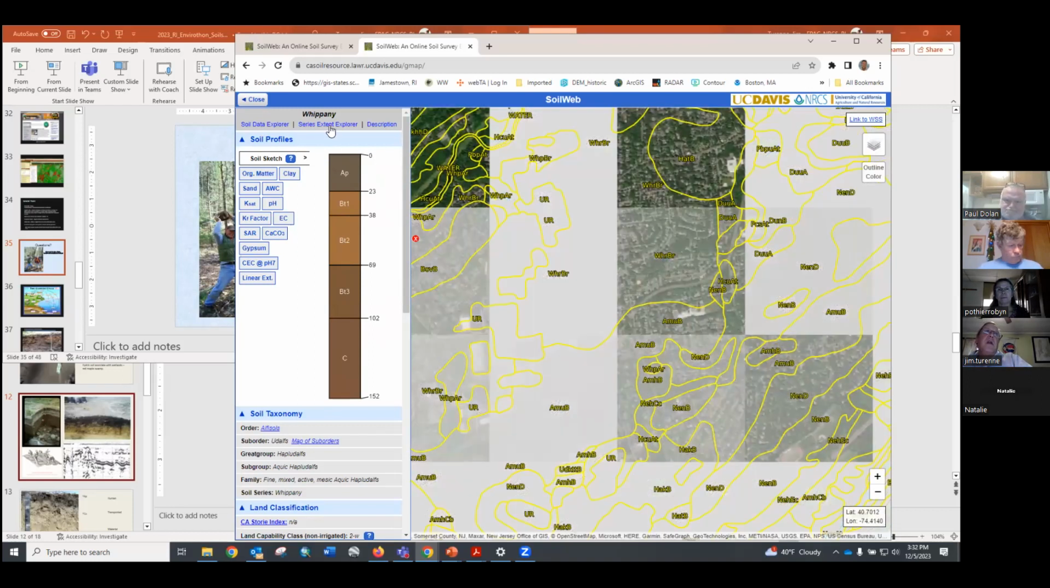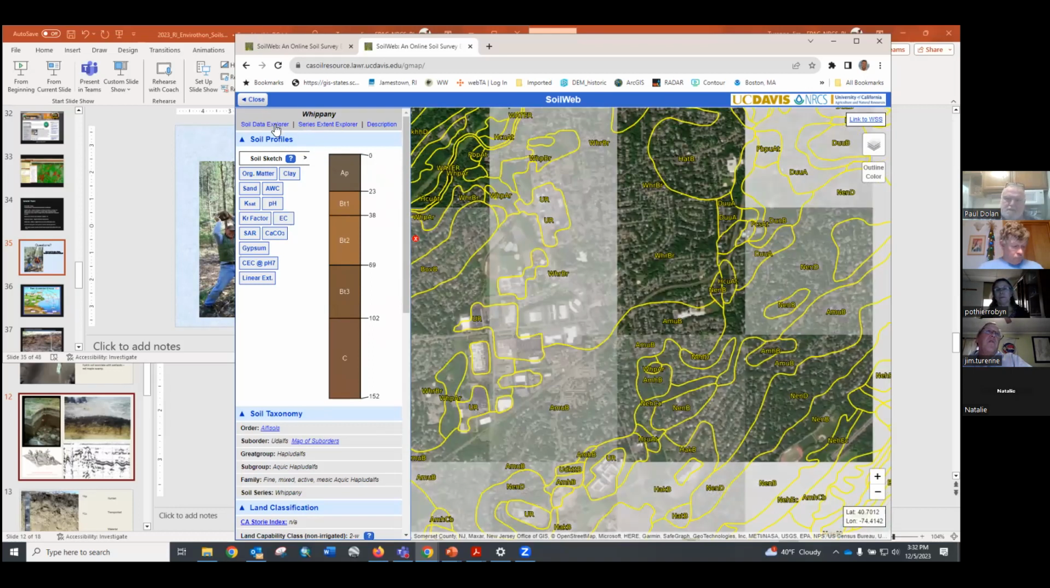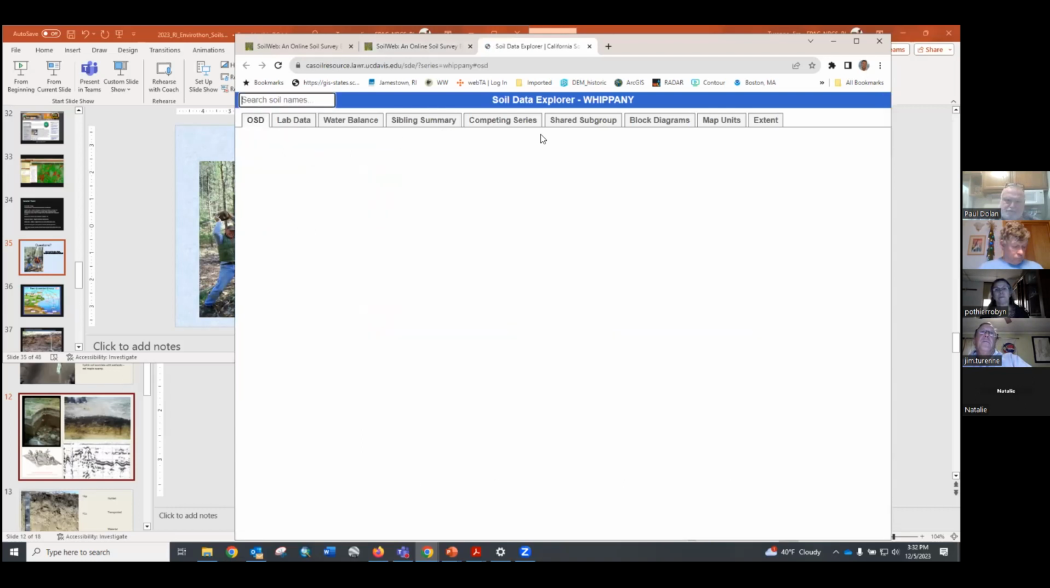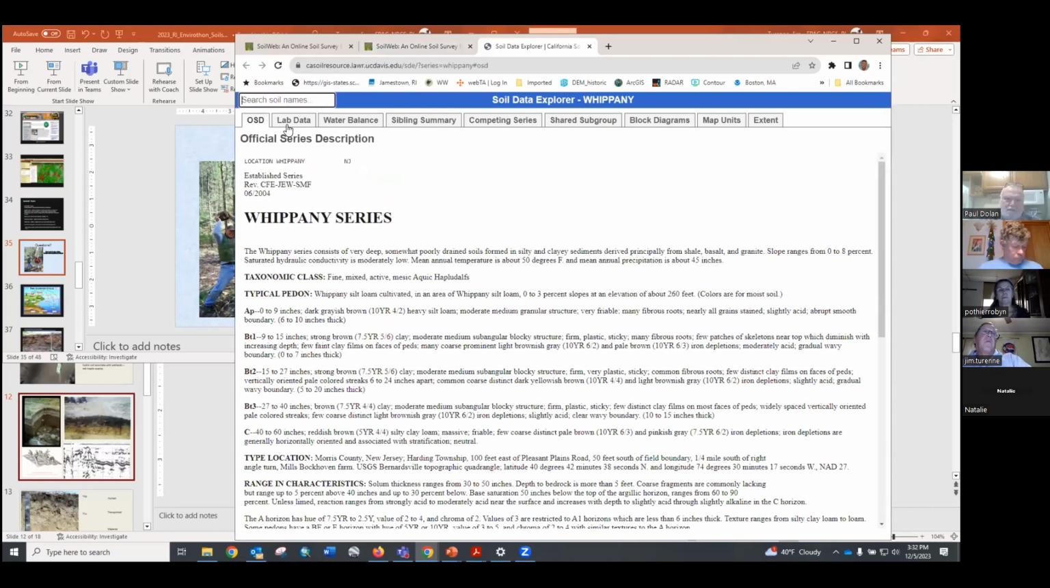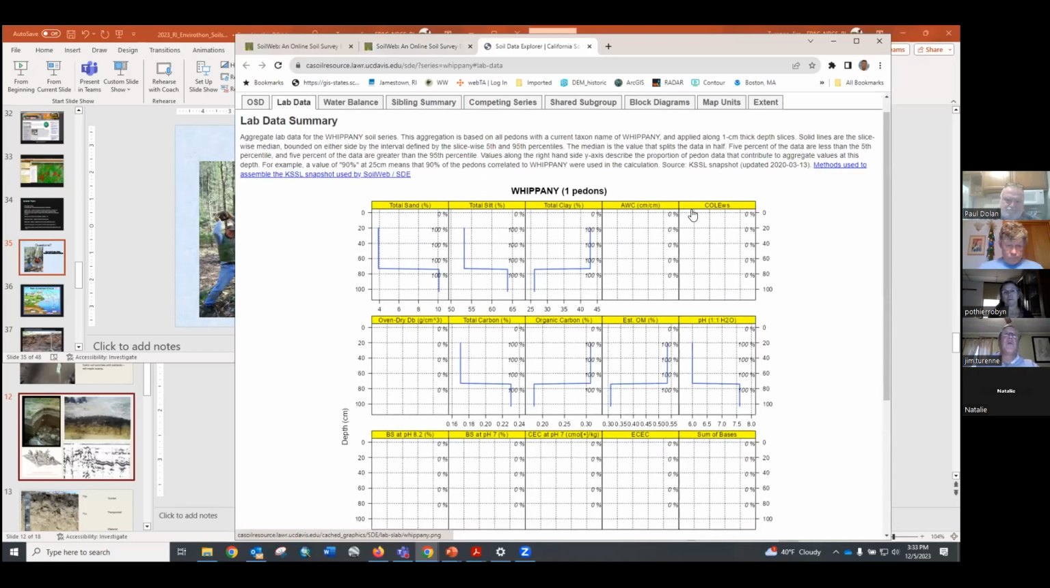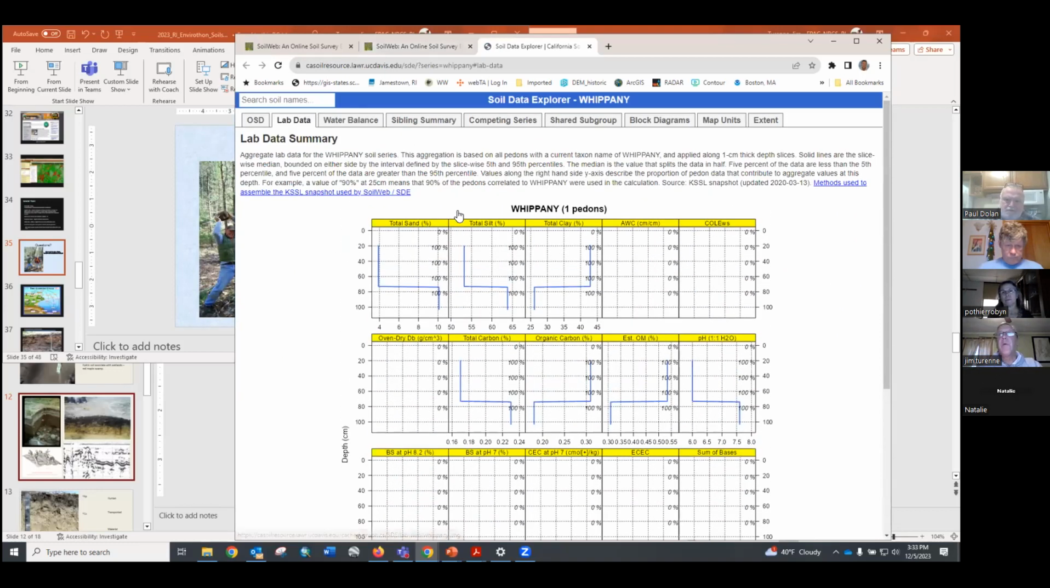And you can also get a whole bunch of data if you do the Soil Data Explorer. You'll be shocked with the amount of data that you can get, lab data, all kinds of stuff. So a real good source for data is the Soil Web. And I think that's it. My hour is up. Any questions?